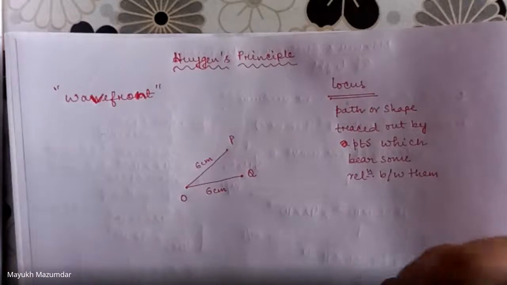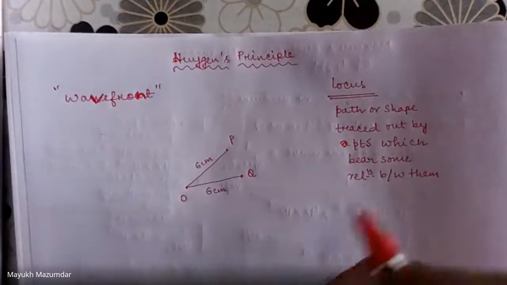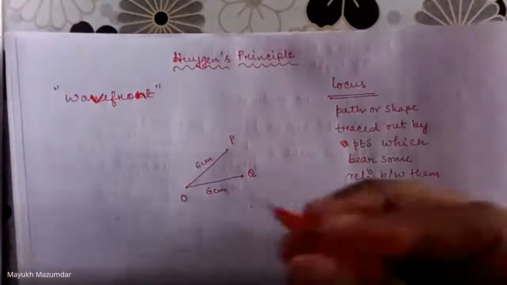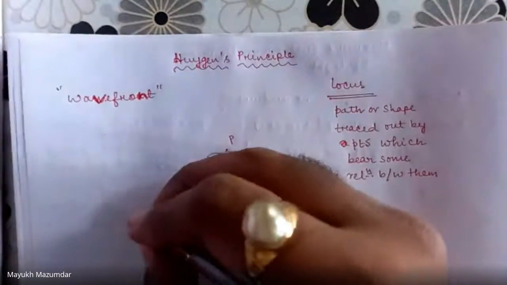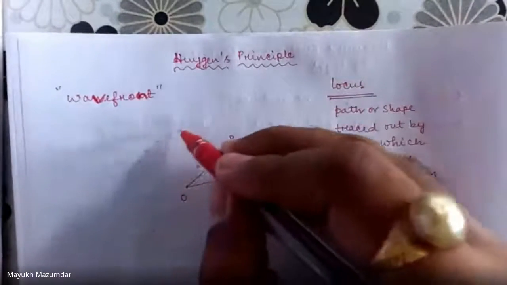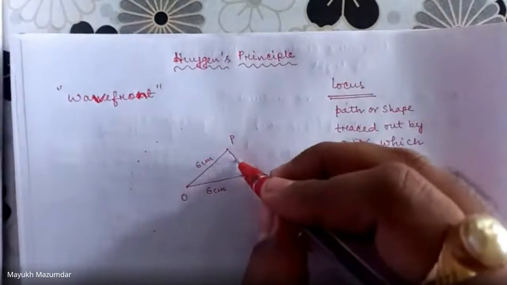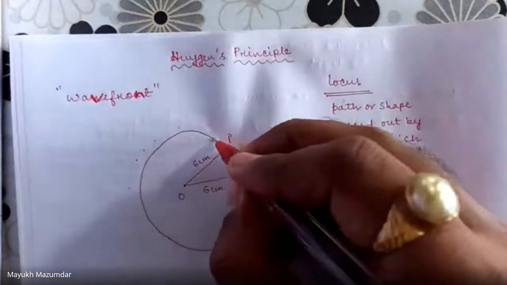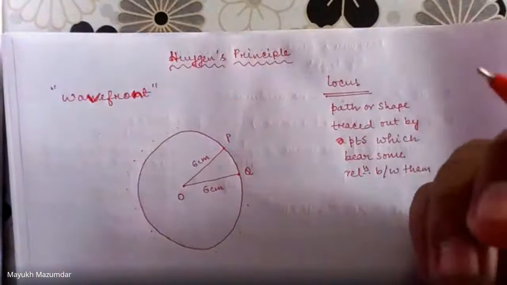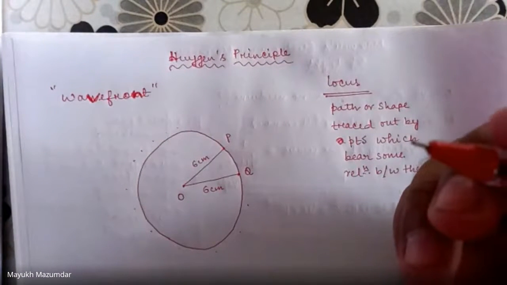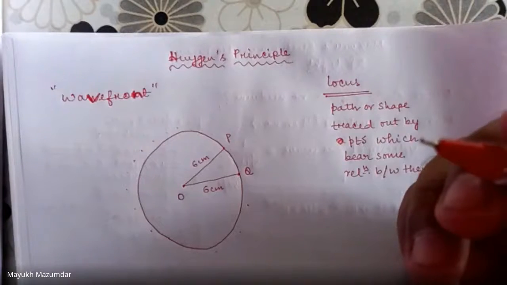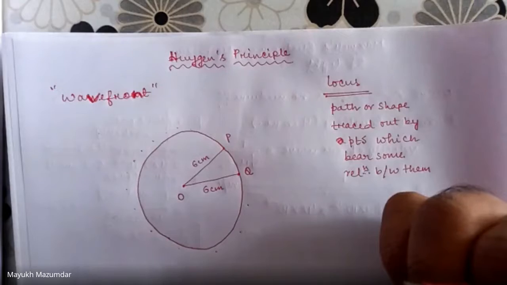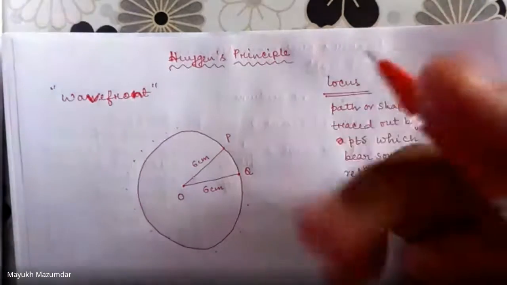So if I take all the points which are at a distance 6 centimeter from O, like here, here, here, and if I join them, what I will get is a circle. So that is the locus of these points. Are you getting it? So circle is the locus for these points.